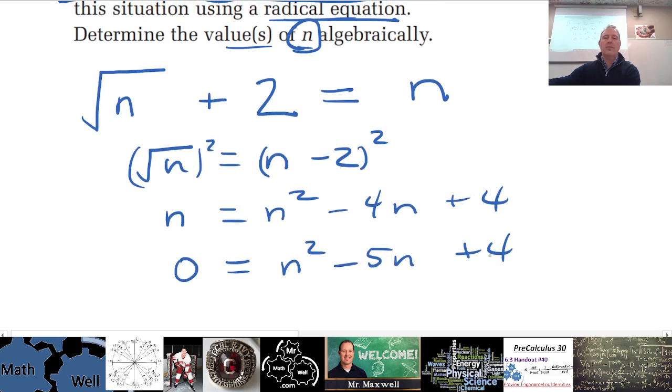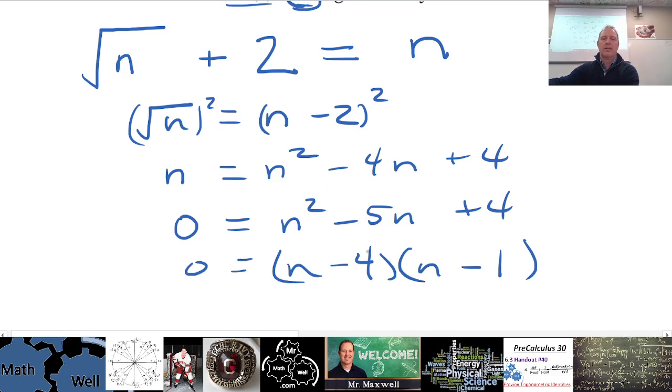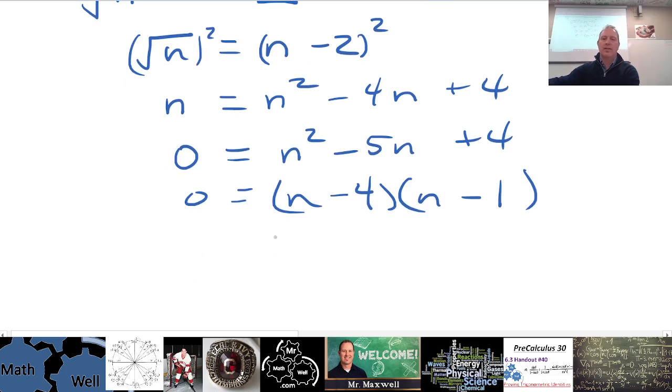Now to solve this, you have a number of different options. You could solve it graphically. You could solve it using the quadratic formula. You could solve it using the zero product principle. Okay? So can we factor this pretty easily? I think so. So minus 4 and minus 1 will give us positive 4, and that adds up to negative 5. So that's going to be n equals positive 4 and n equals positive 1.